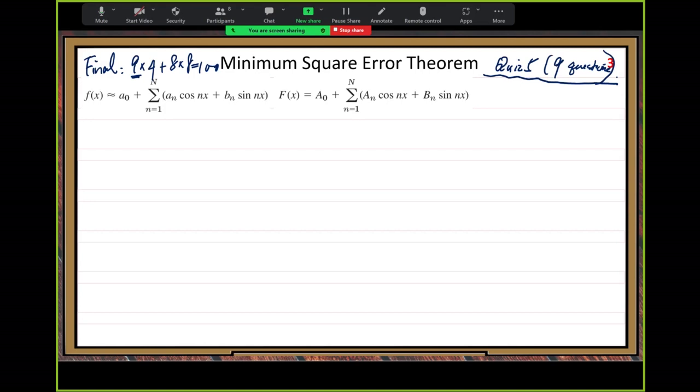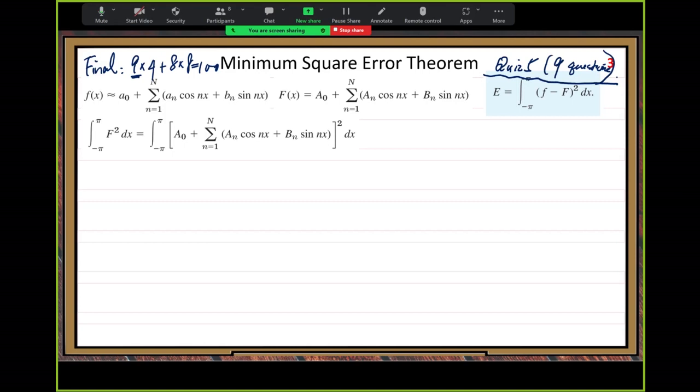And the error E, we know there are 3 terms. There are 3 integrals in this E formula. The first one, we calculate the capital F square integral. Then the square here, we multiply out, so it looks pretty complicated.